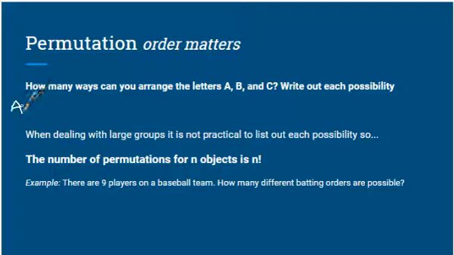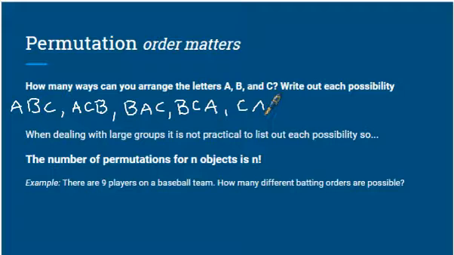Well, I could go in that order, A, B, C, or I could go A, C, B, or B, A, C, or B, C, A, or I could start with C: C, A, B, or C, B, A. So 1, 2, 3, 4, 5, 6 different possibilities, okay? Now, with just those 3 letters, it's easy for me to write those out, but if I get a larger group of objects, it's not practical to list out each possibility.